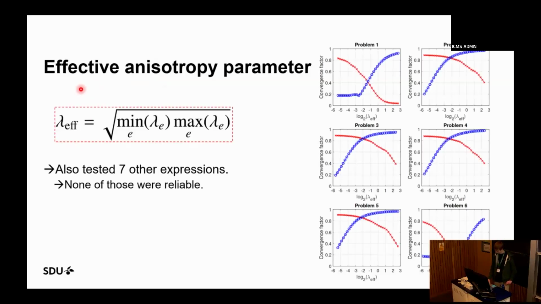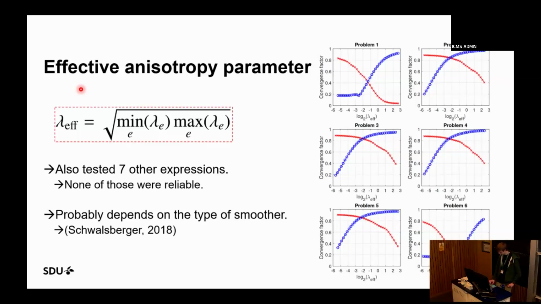However, I have reason to believe that this is not universal, so it probably depends on the type of smoother that you're using, because I found another paper which encountered a similar problem, but they, instead of using this, they just used the minimum value of lambda, and for them that seemed to work fine. So yeah, this is probably not universal, but it works quite well for our purposes.